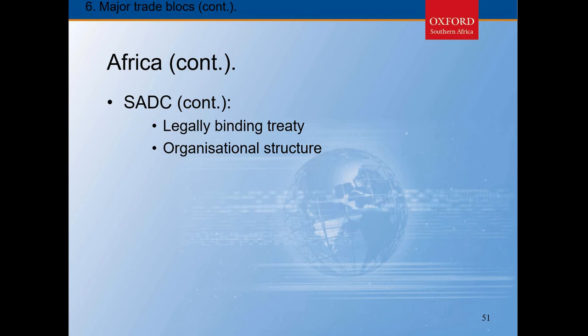Okay, so in the case of SADC, it is a legally binding treaty. So all these countries have signed a treaty and they agree to adhere to those objectives, and it has a particular structure. So it's got a chairman and it has regular meetings, etc. And the chairman, for example, rotates between the presidents of various countries.